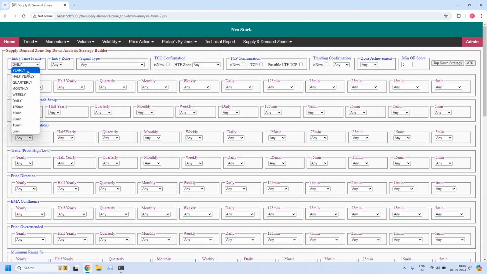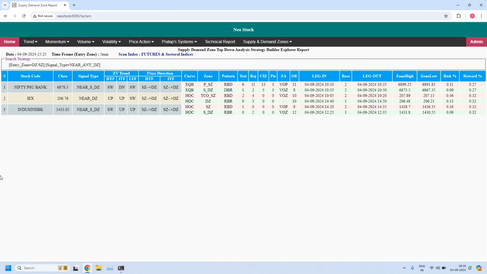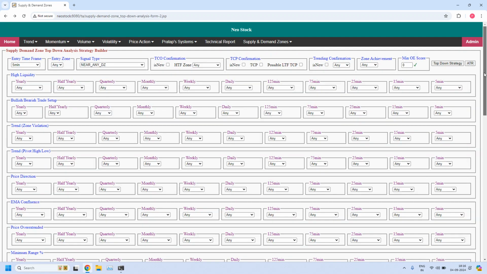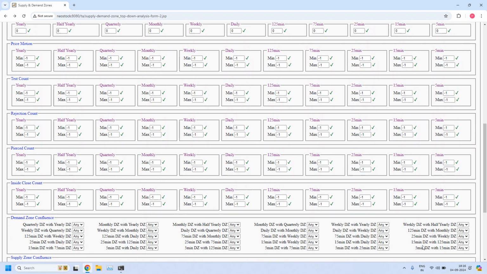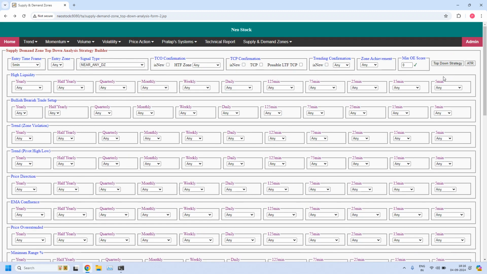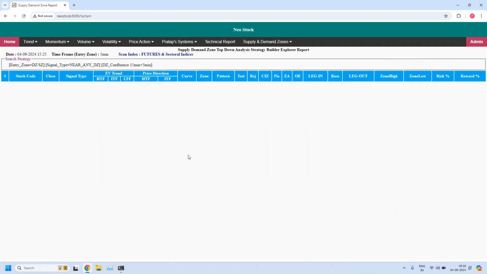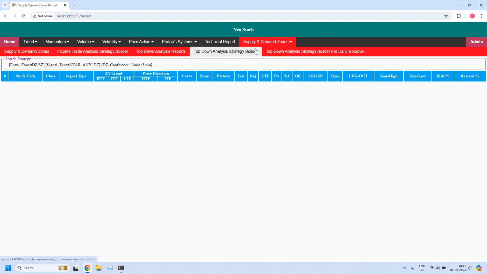So next time frame is 5 minutes. Let us find the stocks near 5 minutes demand zone. Only 3 stocks are filtered near to the 5 minutes demand zone. So let's verify any of these stocks are having ITF confluence. The 5 minutes demand zone with 15 minutes demand zone confluence. So I am enabling this filter. So none of the stocks are having 5 minutes demand zone confluence.